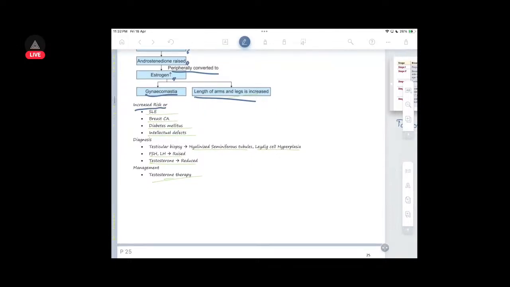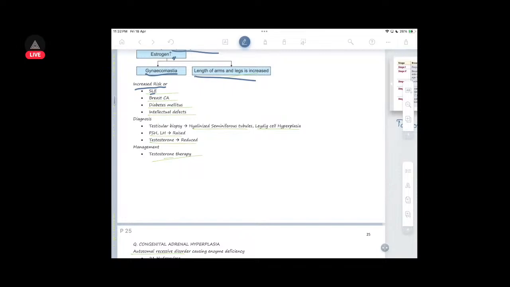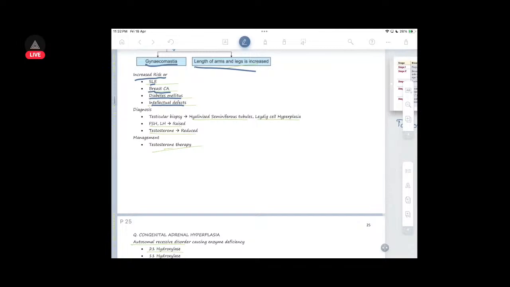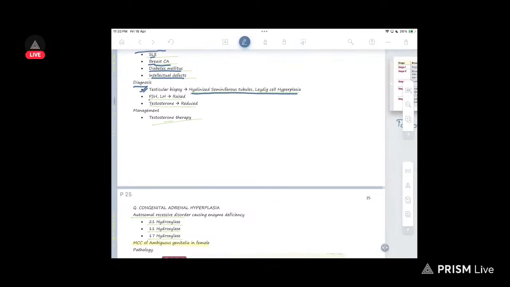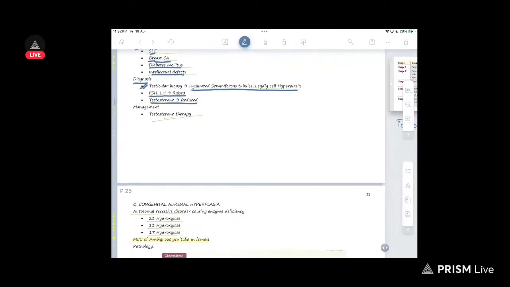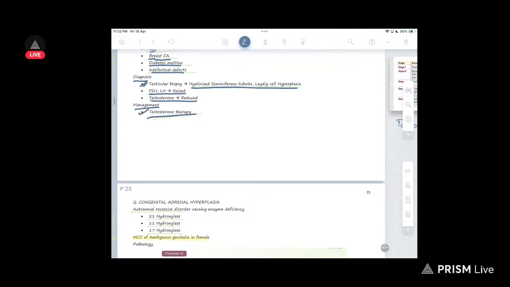Then there is increased risk of SLE, breast carcinoma, diabetes mellitus and intellectual defects. For diagnosis, you can do a testicular biopsy. You'll see hyalinized seminiferous tubules and Leydig cell hyperplasia. FSH and LH will be raised, testosterone will be reduced. Management is by testosterone therapy.